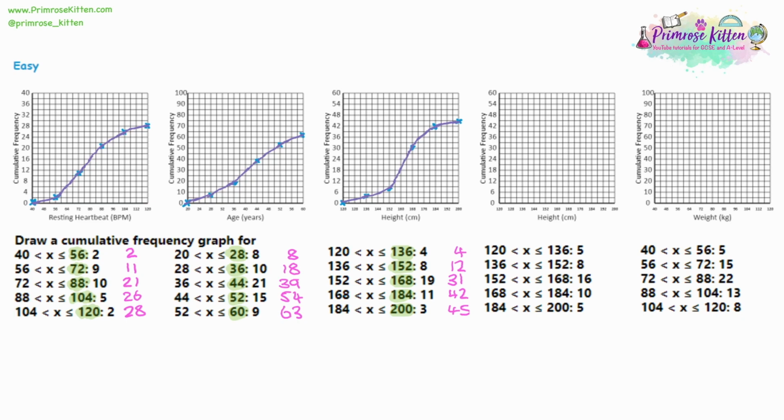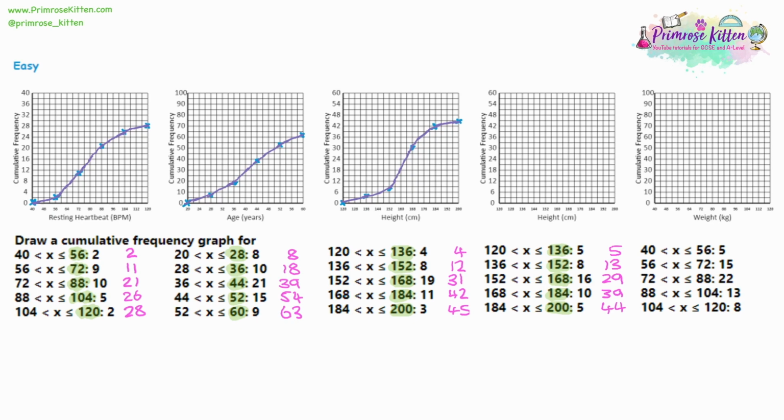this time. So this will be a different set of people we are plotting the heights of. So again, think about the endpoints, add up the cumulative frequency, start with the first group, and then add up all the groups as you go. So add on 5, add on 8, add on 16, add on 10, and add on 5. Now we can plot the curve.